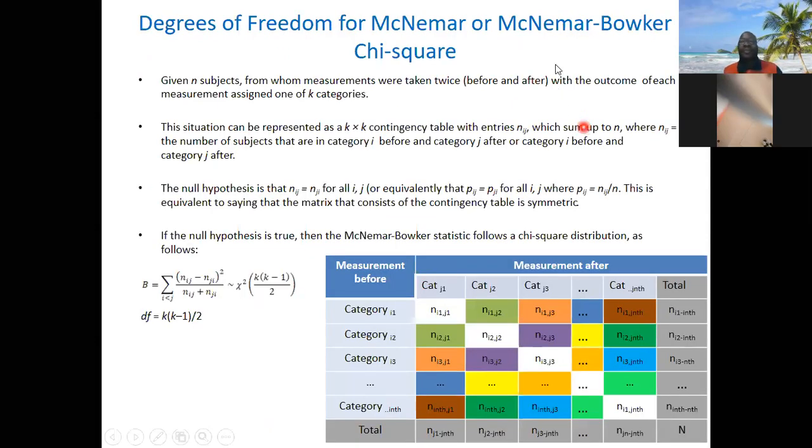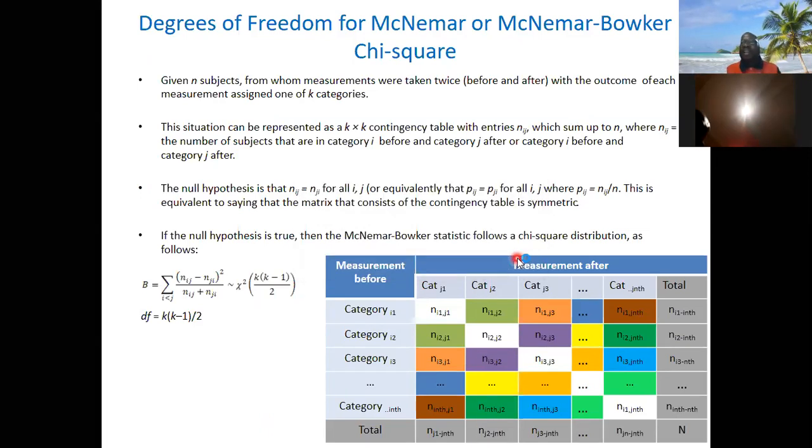Now, let's look at the degree of freedom for McNemar and McNemar-Bowker chi-square. You can see this one also has a contingency table, but it's another logic. Because McNemar and McNemar-Bowker are actually the same thing. For McNemar, there are 2 categories of outcome you are dealing with. And one thing is it is for paired observations, that is, before and after.